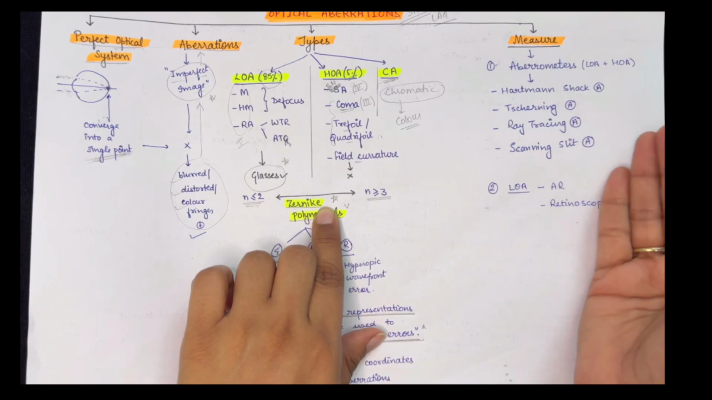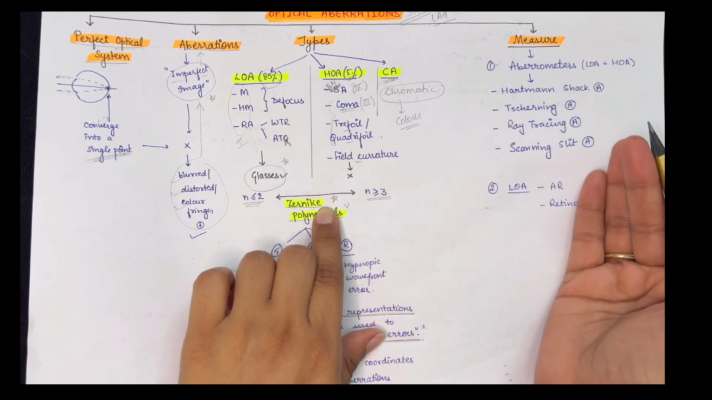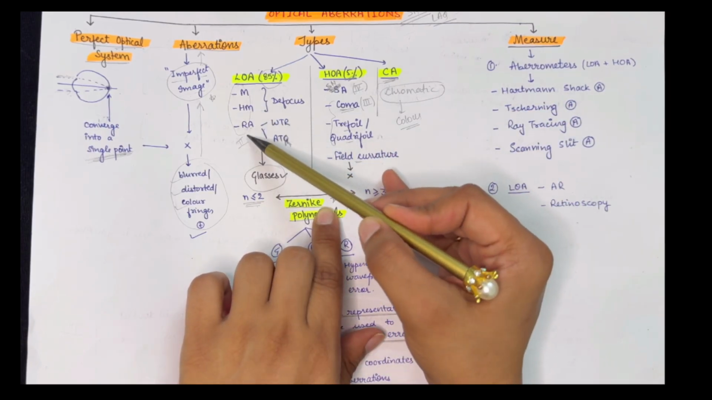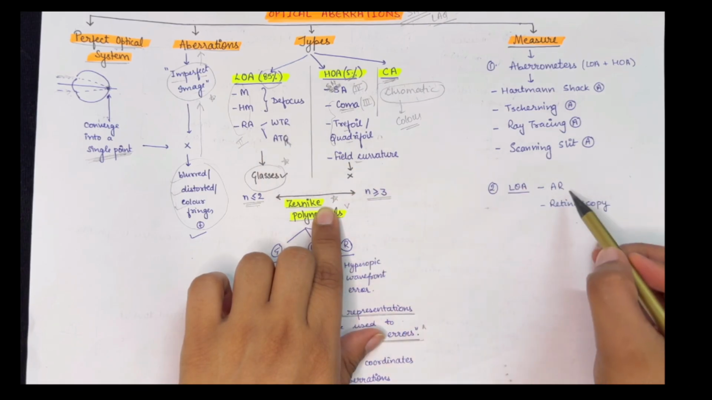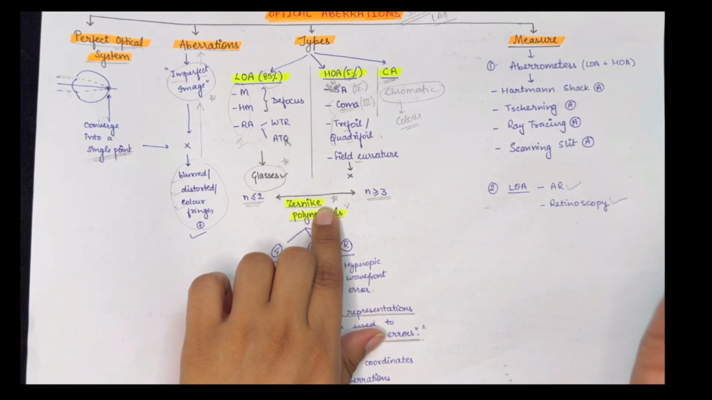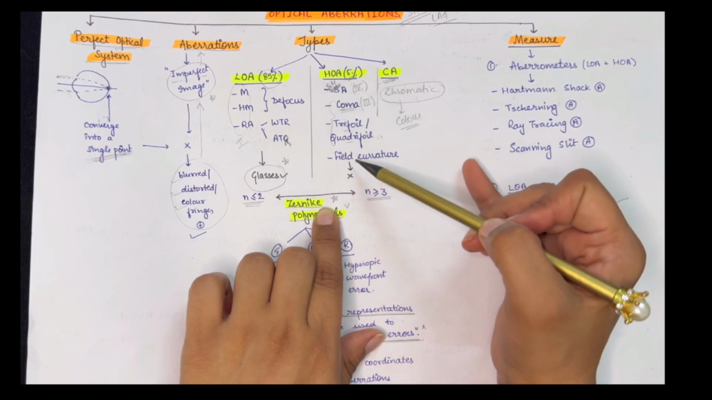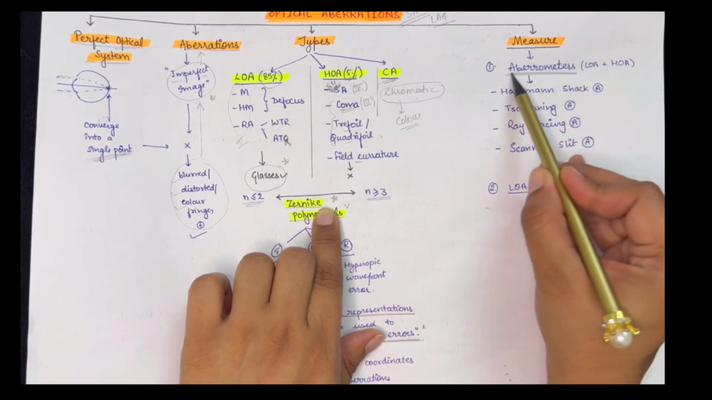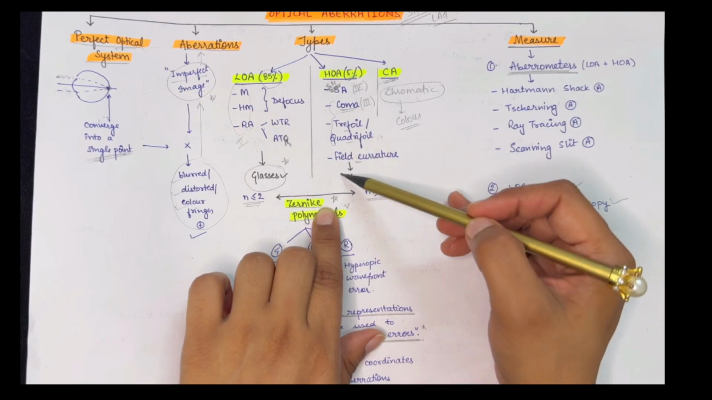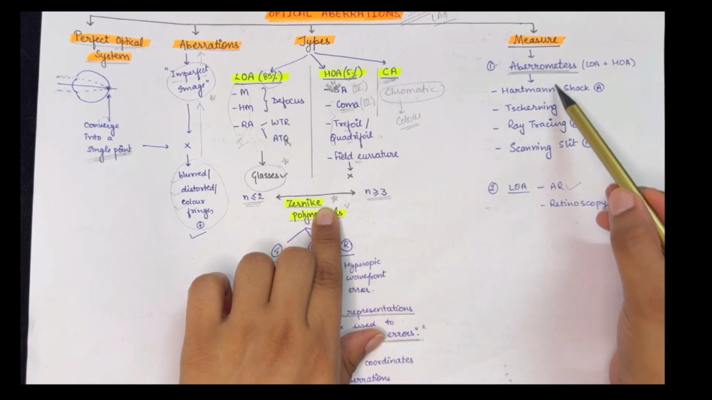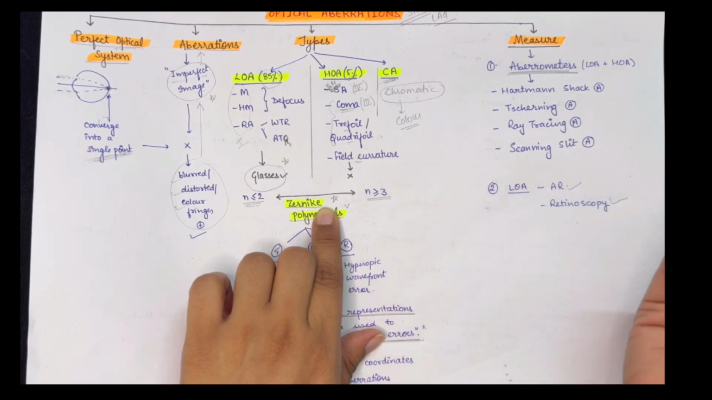Fine. Now how do you measure these aberrations? For myopia, hypermetropia and astigmatism, you have autorefractometry and retinoscopy. But if you want to measure higher order aberrations also, you have aberrometers. They can measure these higher order aberrations as well. These are the names; you can read about them.